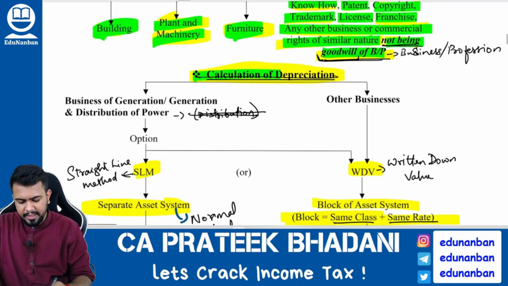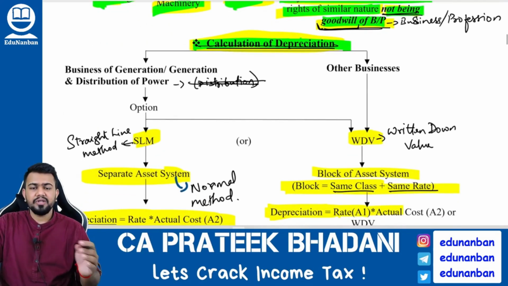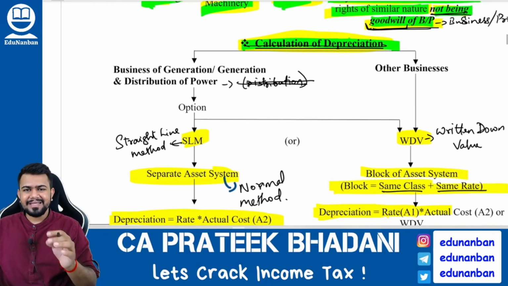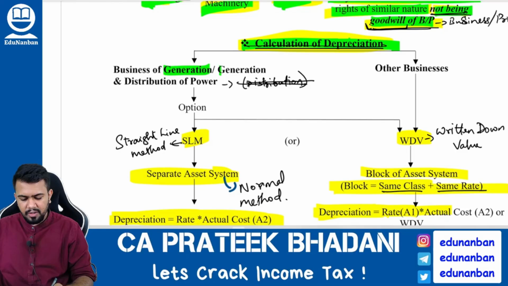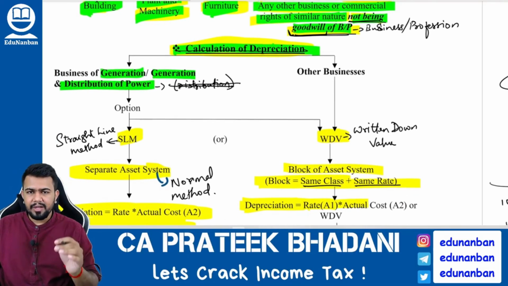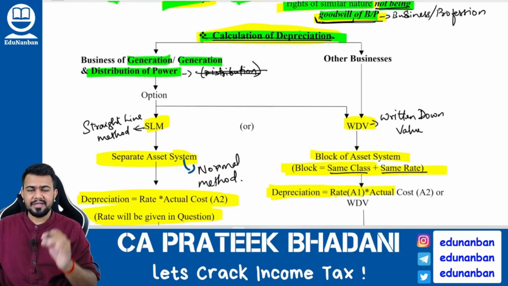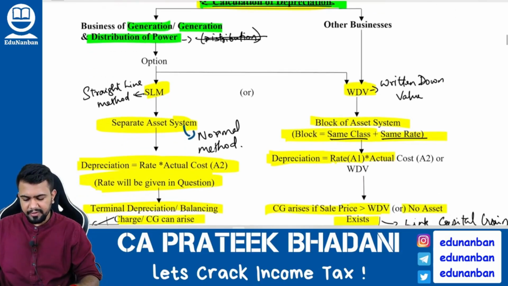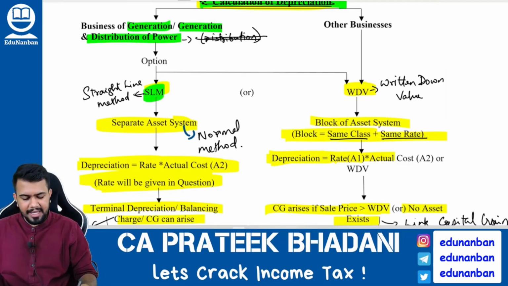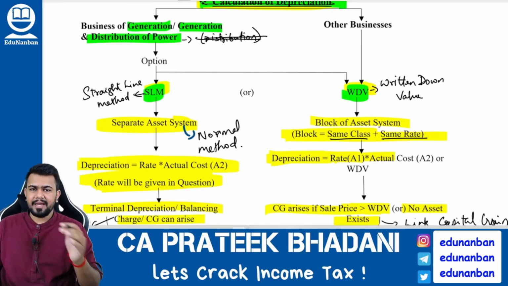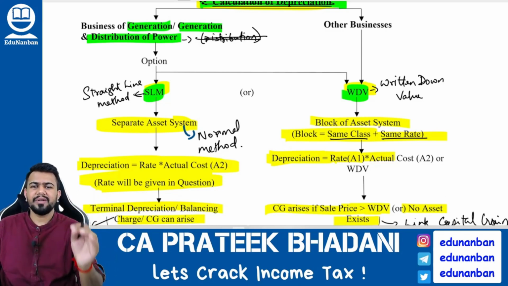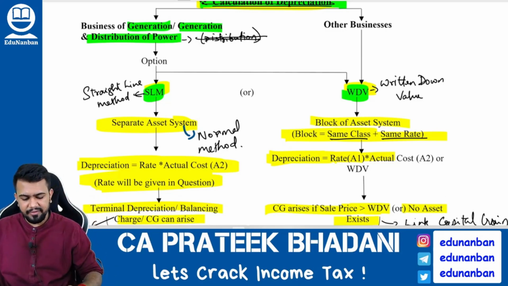How to calculate depreciation? Firstly, you have to see what is the business of the assessee. Whether the assessee is engaged in the business of generation or generation and distribution of power. If so, then the assessee has an option to choose between straight line method and WDV method. All the other assessees have to compulsorily choose only WDV method, written down value method.